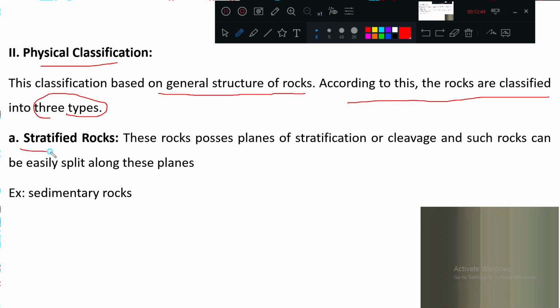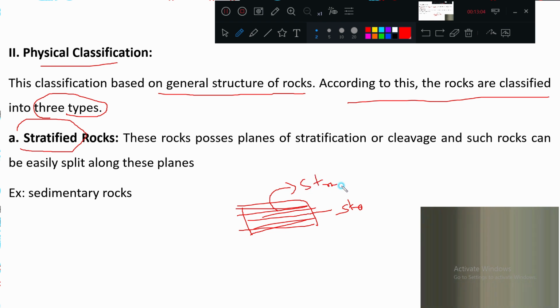Stratified rocks. Stratified is nothing but, if you cut a stone, after cutting you can easily see the layers. These layers are called strata, and these are called stratified rocks. These rocks possess planes of stratification, and such rocks can be easily split.